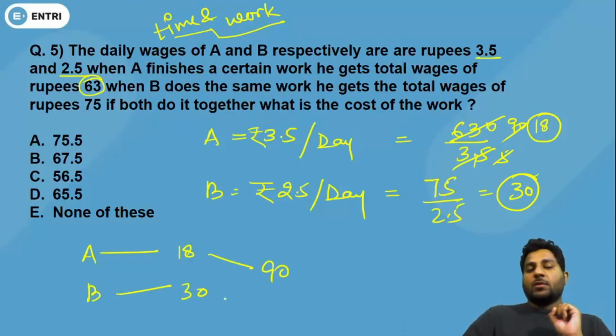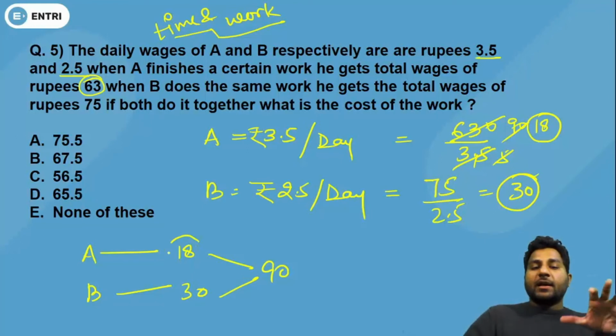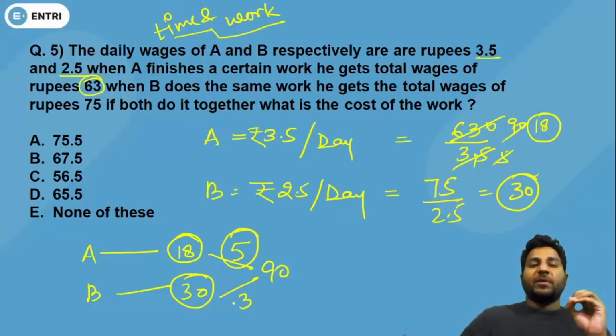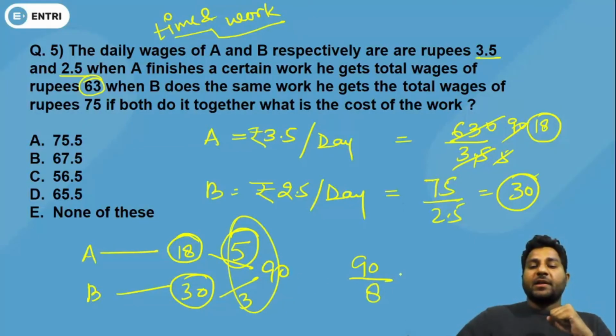Let's find out the total work. According to their data, the LCM of 18 and 30 will be 90. That makes the efficiency of A 5 and the efficiency of B 3. Now they are asking, if both do it together, what is the cost of the work? First of all, you need to find the total number of days taken by both persons to do the same work. You will divide it by 8.